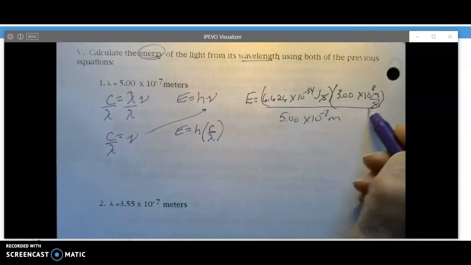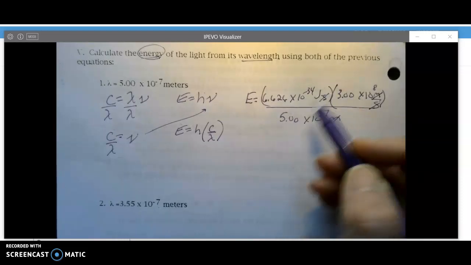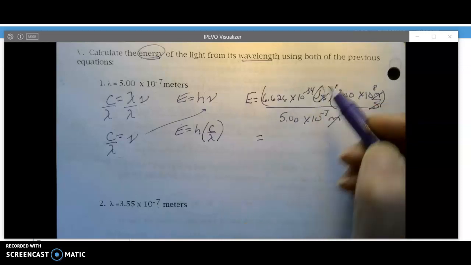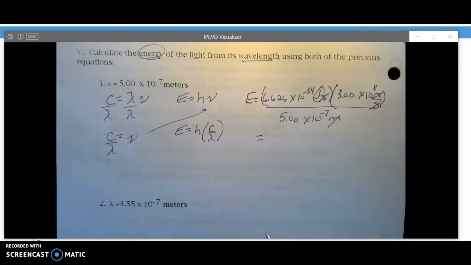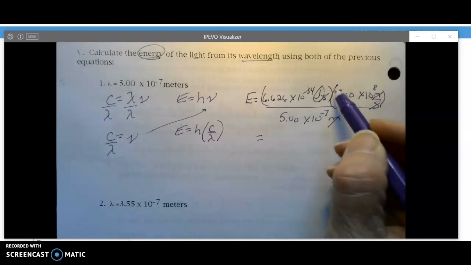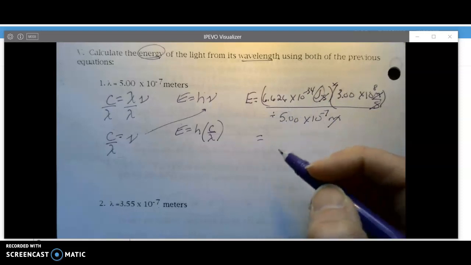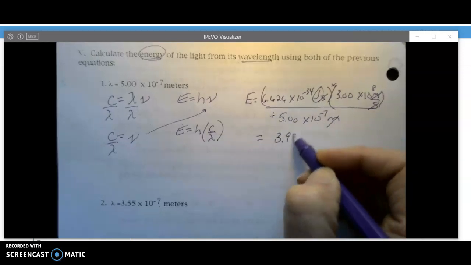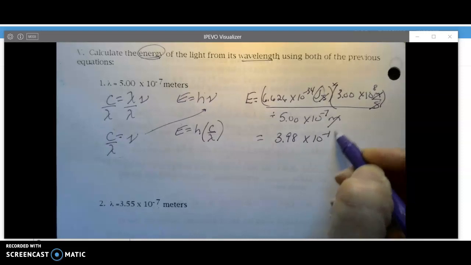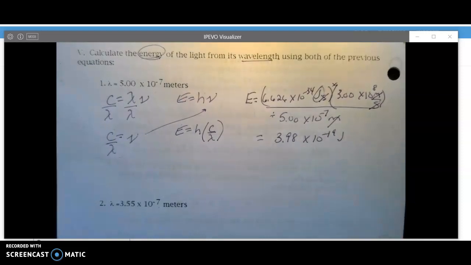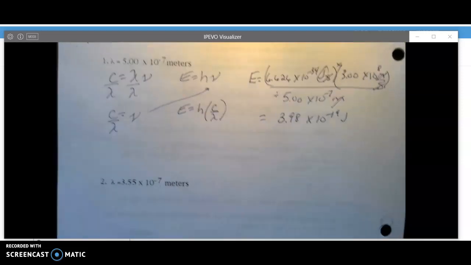So seconds are going to cancel, meters are going to cancel, and all I'm left with is joules, which is good because that's the unit of energy that I'm looking for. So again, I'm multiplying on the top, dividing on the bottom, just like any other setup, and you should get 3.98 times 10 to the negative 19th joules. I'm going to skip down to question number 3.